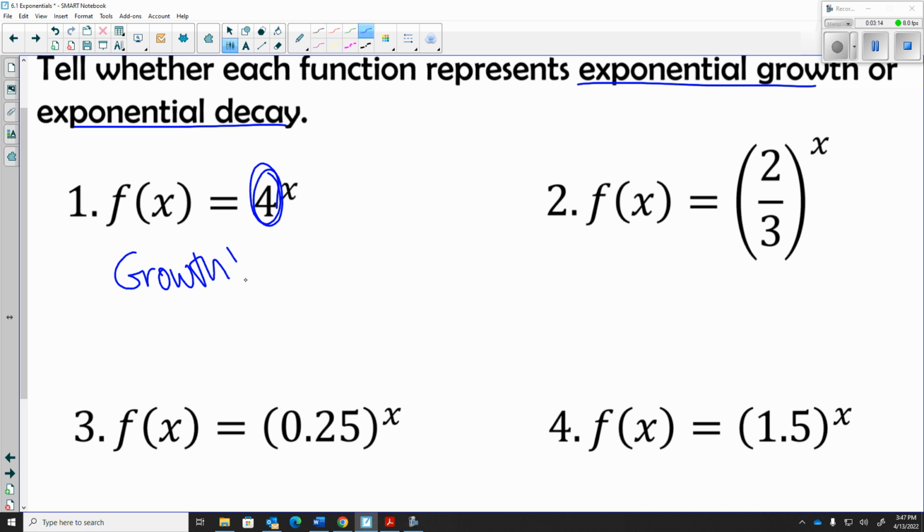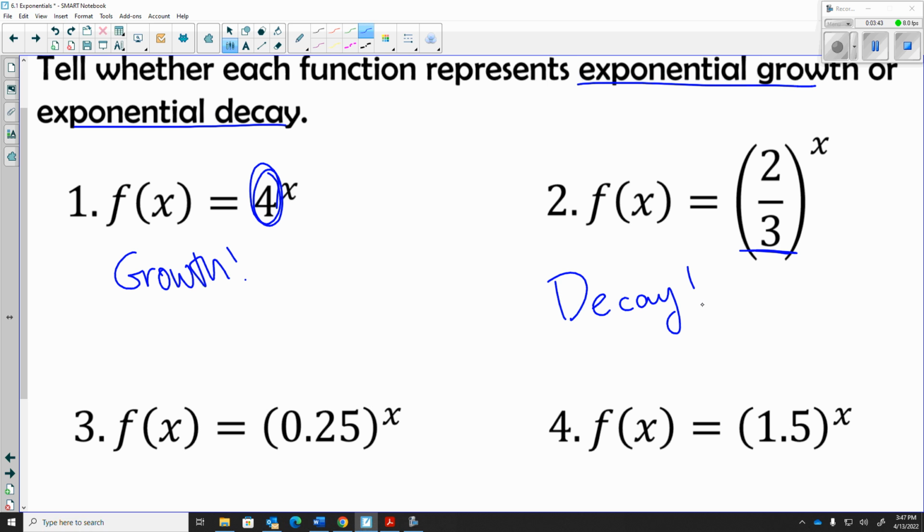Likewise, over here, if I look at this, 2/3, is that bigger than 1 or less than 1? Well, of course, it's less than 1. So we're dealing with decay. It is absolutely decay. It's not maybe decay, it's absolutely decay. So when I say less than 1, I don't mean negative. You cannot have a negative in these things. And we'll talk about that a little bit more later. I mean if it's a fraction.